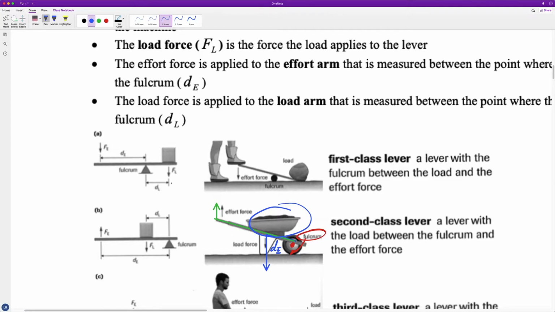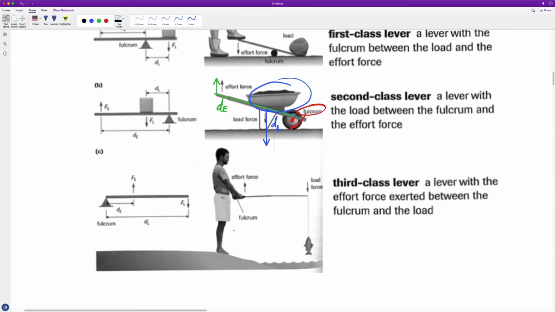And again, the ratio of this effort versus, oops, I miswrote that. Sorry, the blue is the distance of the load. My bad. So the distance of the load compared to the distance of the effort. The larger the effort distance, the easier the job. The shorter the effort distance, the harder the job is. Now let's take a look at a third class lever.